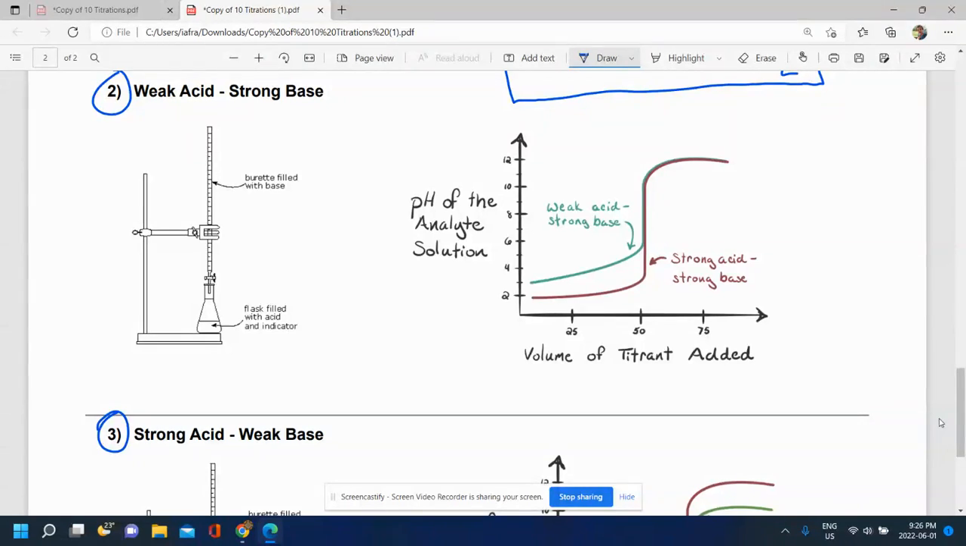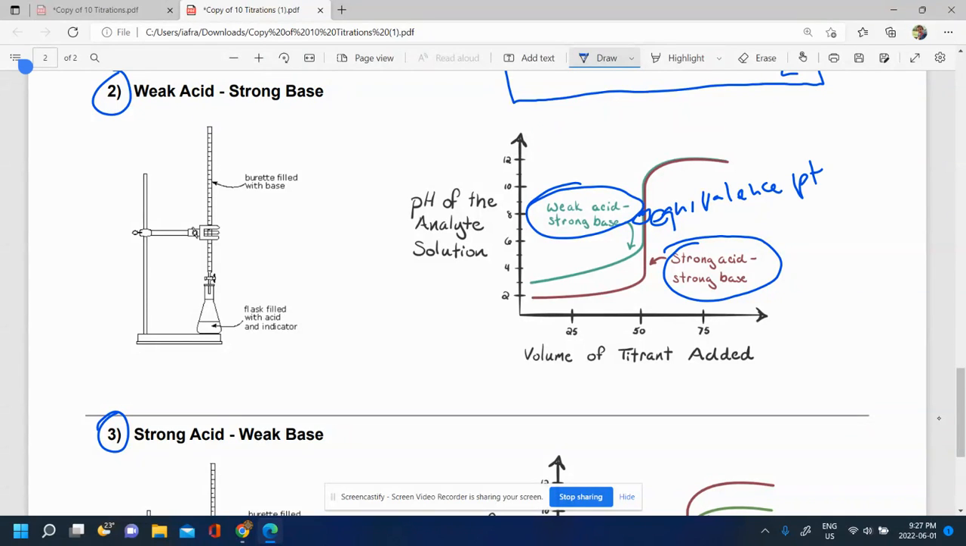So a weak acid, strong base titration, if we take a look at the titration curve, we're comparing it here to a strong acid, strong base. Here's a weak acid, strong base. You can see that the middle of the steep portion is just below the 8 mark. So the equivalence point for a titration like this, where you have a weak acid and a strong base, is a pH that's above 7.